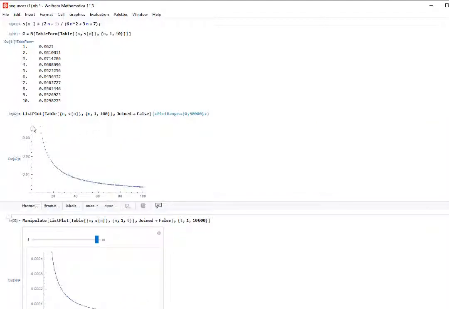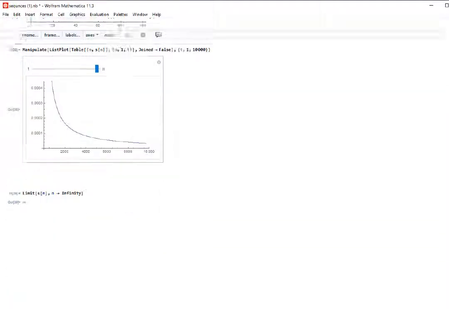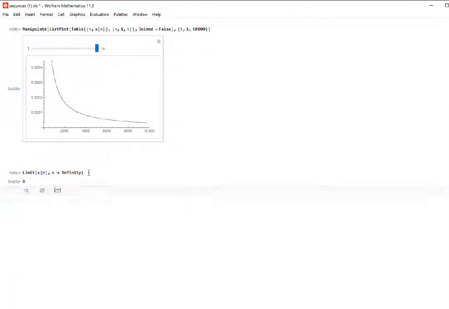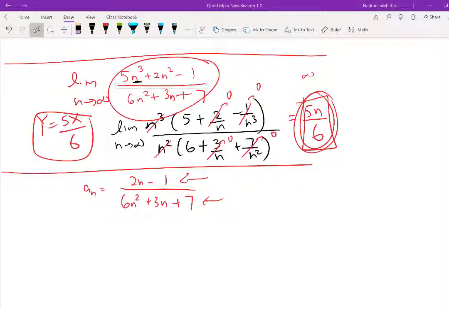So let's look at the plot. Oh, you can see now this looks like 1 over n. Remember in my previous video? So the values are decreasing, right? So let's find the limit using Mathematica. What do they say? 0. The limit is 0. How come?